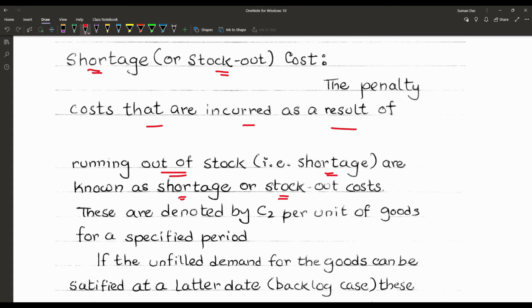That means whatever the demand is, the production company is not manufacturing that amount of products. So there may be some lack of stock in the inventory. That is known as the shortage, and for that the penalty they are facing with the business is known as the shortage or the stock out cost. And this is denoted particularly by C2, per unit of goods for a specified period.